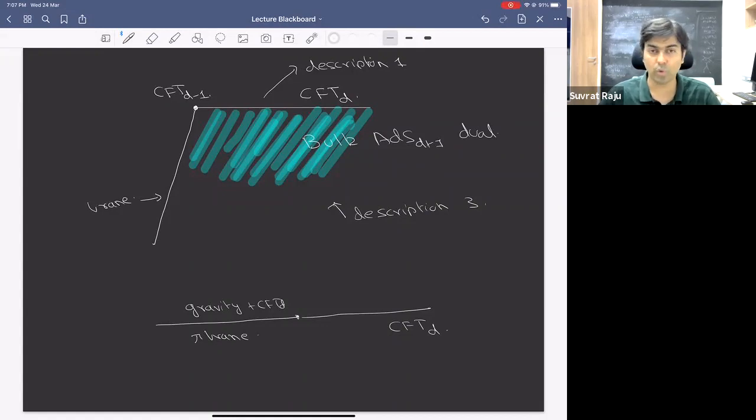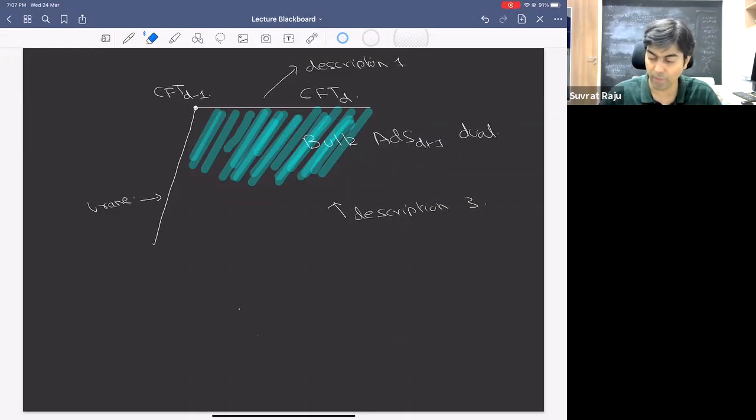But this description 2 is, in fact, the hardest to get control of. And therefore, what we will mostly discuss from now on is description 1 and description 3, and not description 2. Although, if you want to think of where those words came from, this is what you should think of.